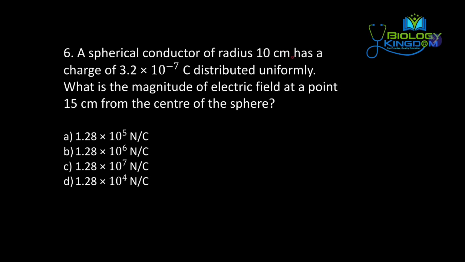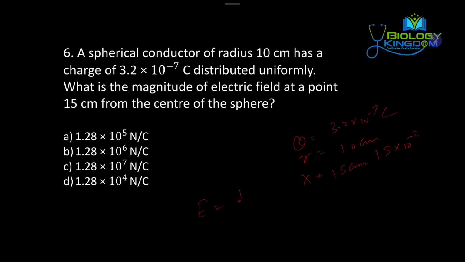A spherical conductor of radius 10 cm has a charge 3.2 into 10 to power minus 7 distributed uniformly. What is the magnitude of electric field at the point 15? So what we have given is charge 3.2 into 10 to power minus 7 coulomb, and the radius, that is 10 centimeter. We also have given the point where we want to find the field, let's suppose it's x, that is 15 centimeter. We can't take it in centimeter, we have to convert it into meter. So 15 into 10 to power minus 2. So here's our point. Now we have to find the electric field.